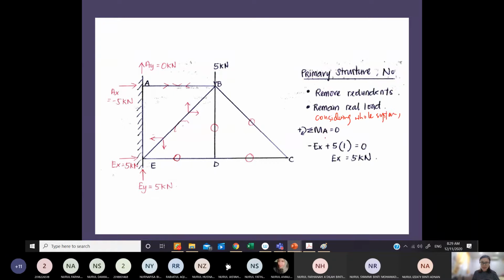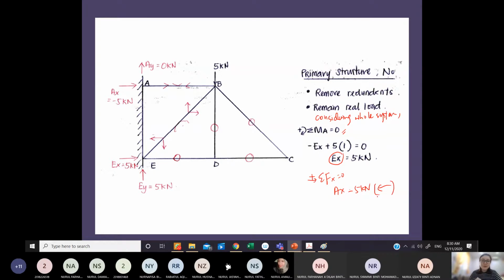And taking summation MA equal to 0. Okay, so from this system, I can solve EX only. From this EX, I can use summation Fx equal to 0 to solve my AX. My AX should be equal to EX in the opposite direction. So therefore, here you can see my AX is equal to -5. In fact, it is actually acting in this direction.